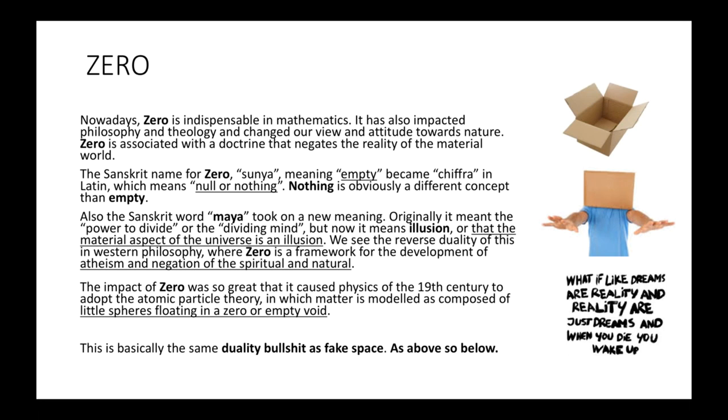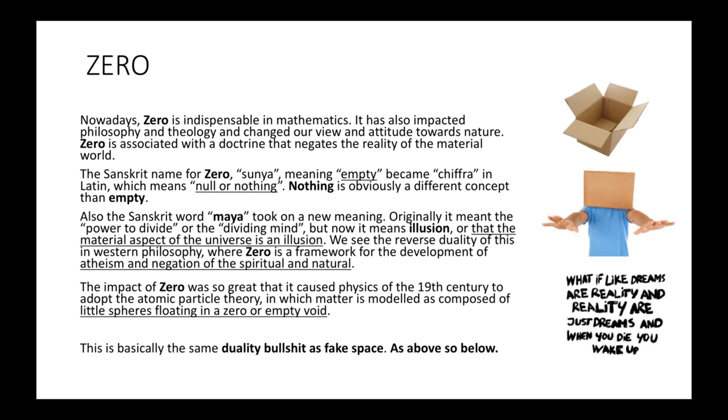Also, the Sanskrit word Maya took on a new meaning. It was originally the power to divide, the dividing mind, and now everybody thinks it basically means illusion, or that the material aspect of the universe is an illusion, i.e., nature is an illusion. And we see the reverse duality of this in our philosophy as opposed to the Eastern philosophies, where zero is a framework for the development of atheism and basically a negation of the whole spiritual and natural world.